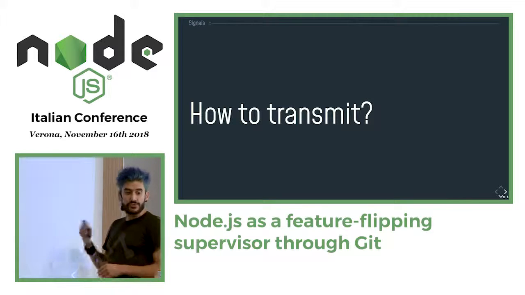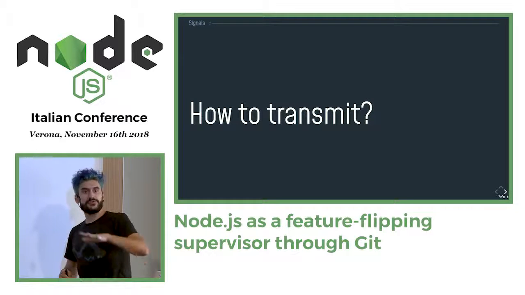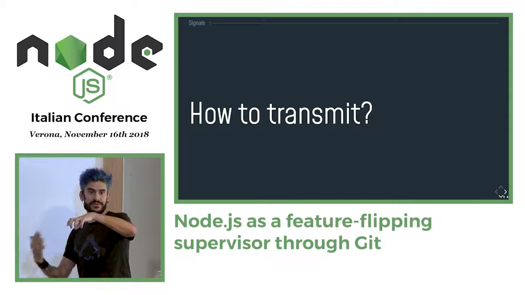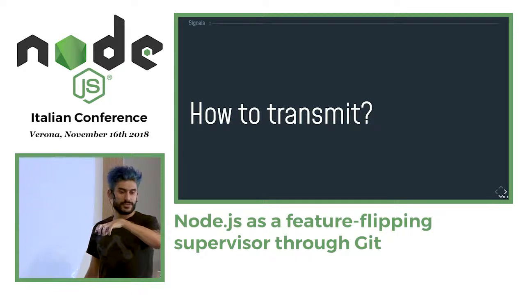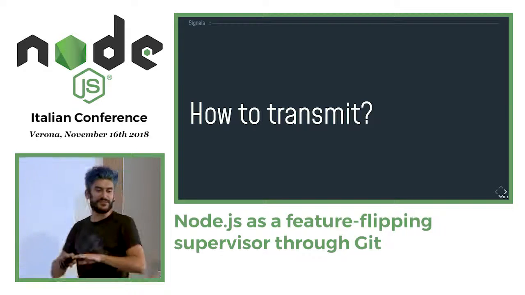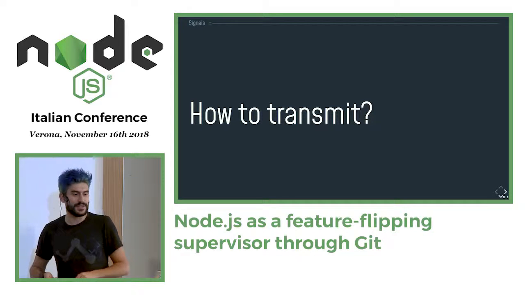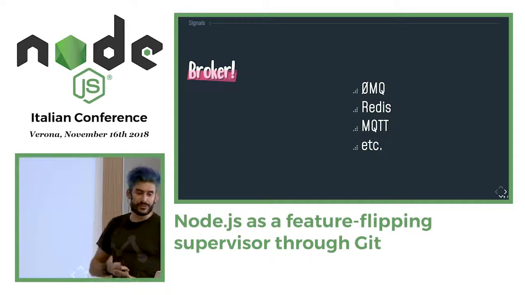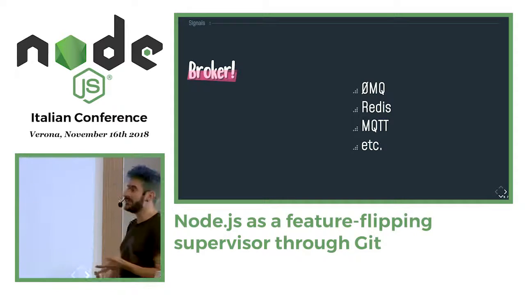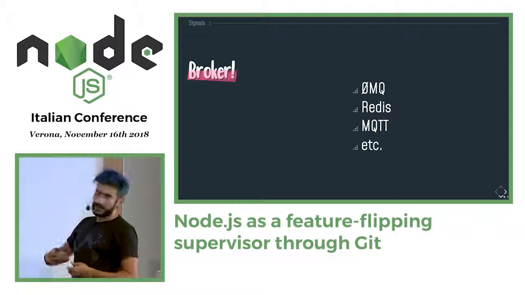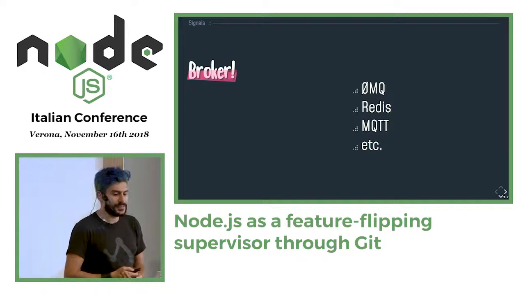So, how do you transmit the message from the coordinator, which is reading the various actions from the Git hook scripts, and pass them to the various dedicated workers? Well, you can use brokers. There is 0MQ, there is Redis, there is MQTT if you're working with IoT, and other ones. So it's easy to use.